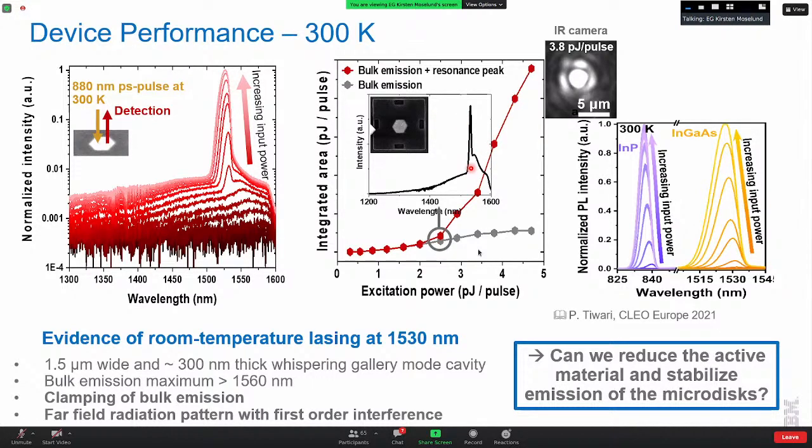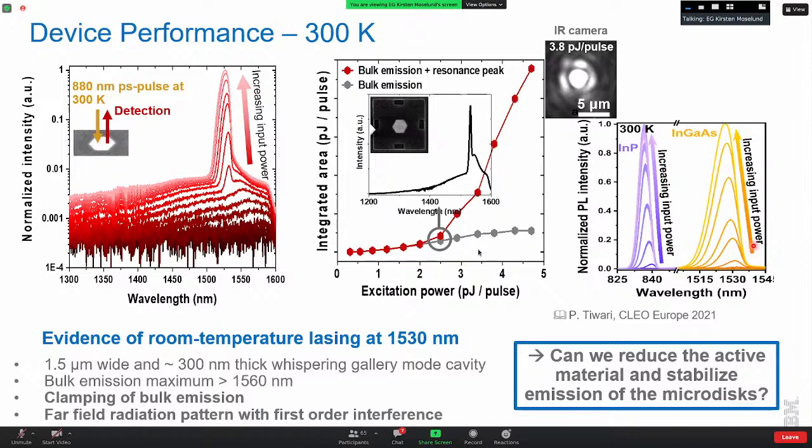If we compare with earlier devices, we made them in indium phosphide. So these are new InGaAs samples. This really allows us to access the interesting wavelengths around 1,530 nanometers here. But of course, these devices are also larger than the ones we had before. We're now about 1.5 micrometer wide and 300 nanometer thick, whereas the ones we had in gallium arsenide and indium phosphide were much smaller, about 500 nanometers.